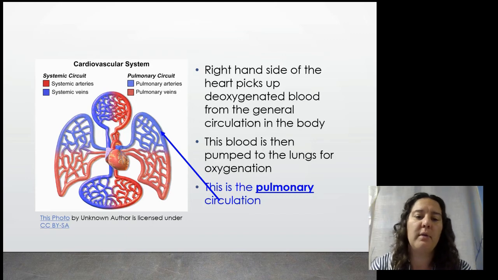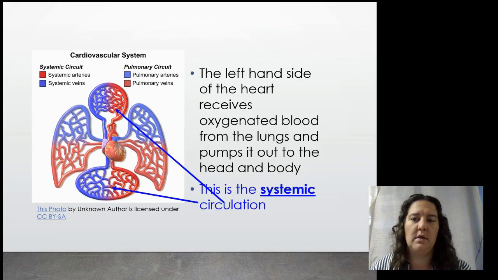So when we look at the pulmonary circulation, the right-hand side of the heart, the right atrium, picks up deoxygenated blood from the general circulation in the body. It's then pumped to the lungs for oxygenation, and this is pulmonary circulation. Cardiovascular system also has systemic circulation. So on the left-hand side of the heart, oxygenated blood is received from the lungs, and then it's pumped out to the head and the body.